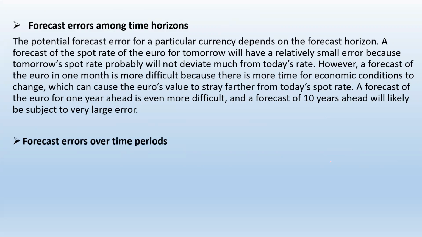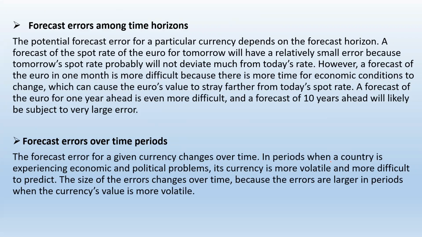And also, we should know that over long time horizons, the forecast error should be larger because it's harder to forecast the long-term movement. But if we only forecast the next 1 or 2 days, then the forecast error should be smaller. It's relatively easy to make a very accurate forecast over the next couple of days.